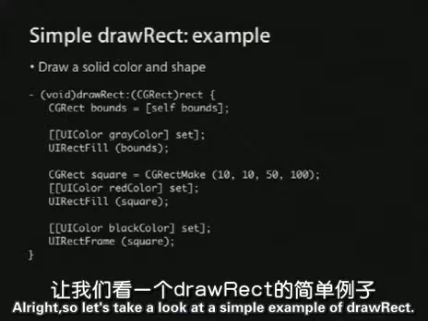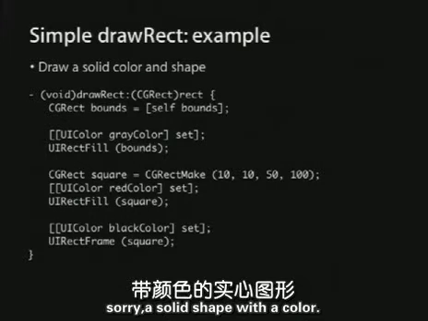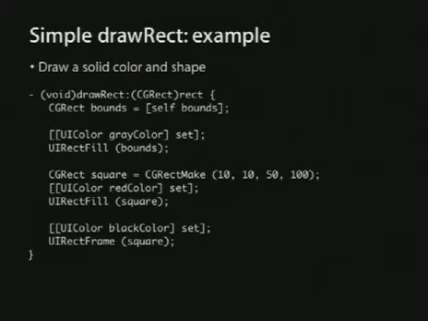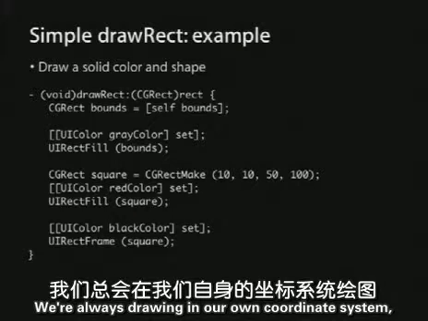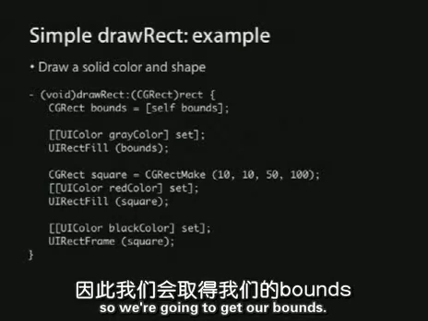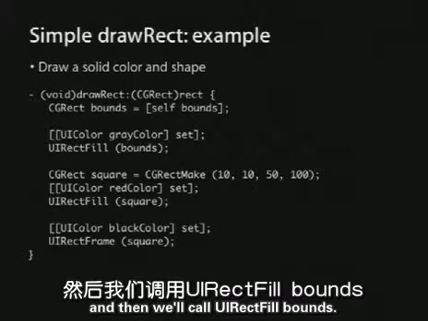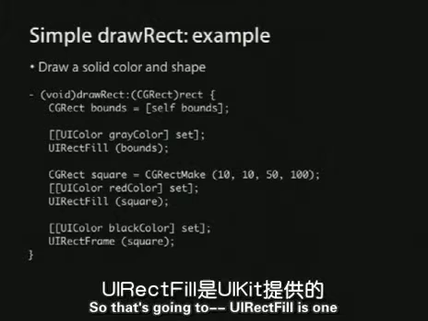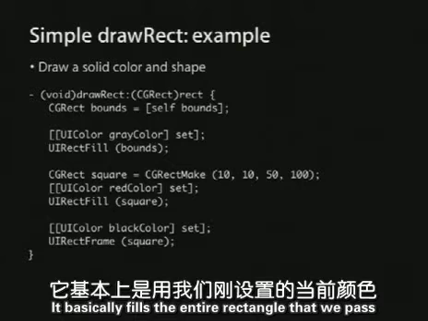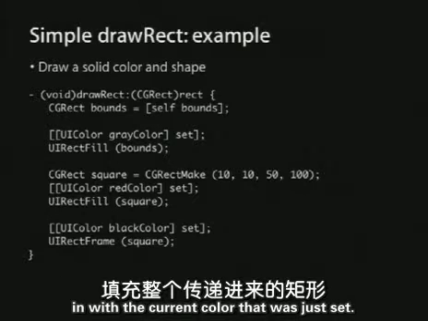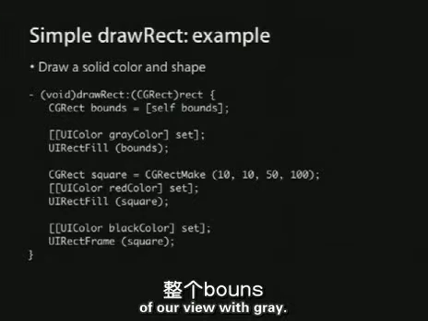All right, so let's take a look at a simple example of drawRect. Take a look at what we can do here. We're going to draw just a solid shape with a color. So we've got our drawRect. We've got our self.bounds. We're always drawing in our own coordinate system, so we're going to get our bounds. We're going to call UIColor grayColor set because we want to draw something with gray. And then we'll call UIRectFill(bounds). UIRectFill is one of the few convenience functions provided by UIKit. It basically fills the entire rectangle that we pass in with the current color that was just set. So it fills the entire bounds of our view with gray.